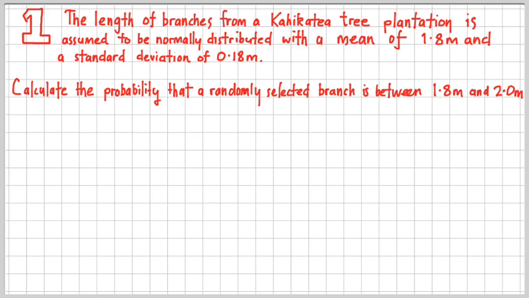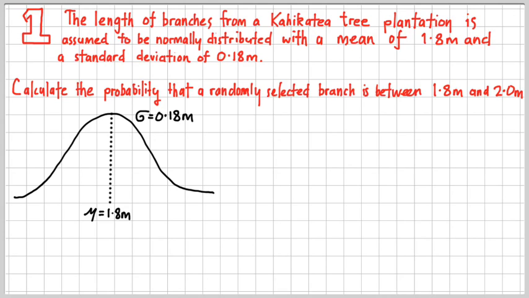So here's scenario 1. The length of branches from a kahikatea tree plantation is assumed to be normally distributed with a mean of 1.8 meters and a standard deviation of 0.18 meters. Calculate the probability that a randomly selected branch is between 1.8 meters and 2 meters. Very first step, we need to visualize.